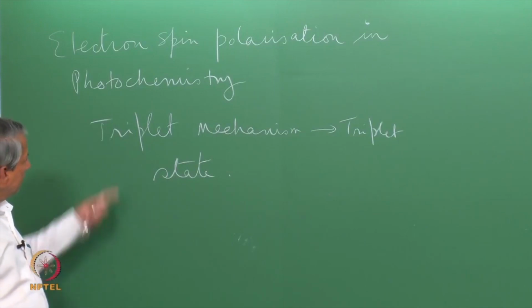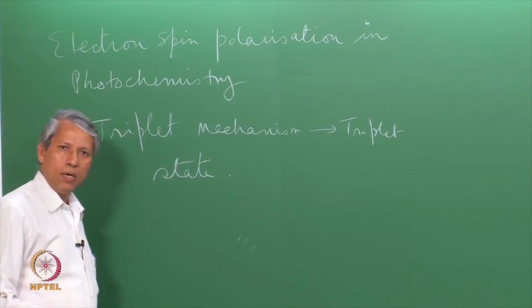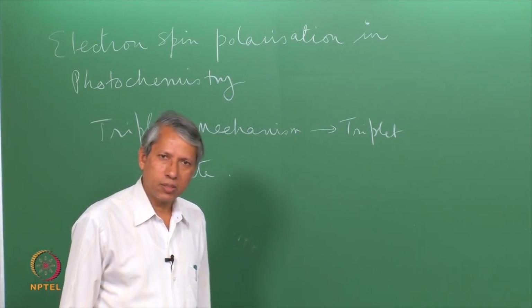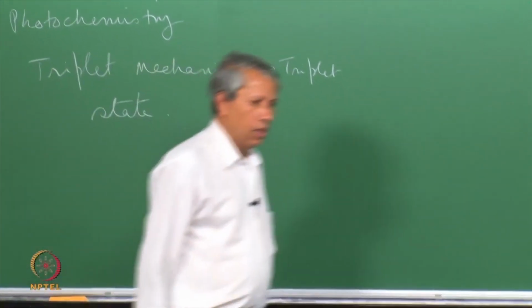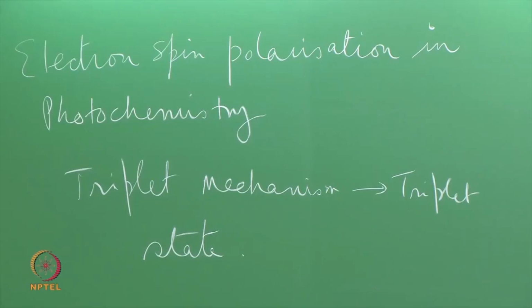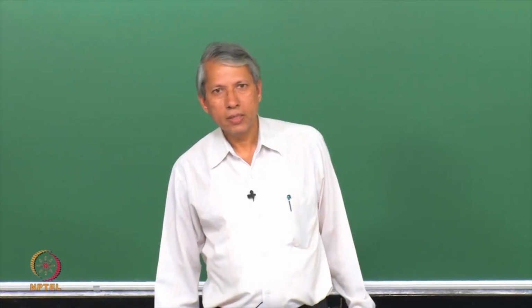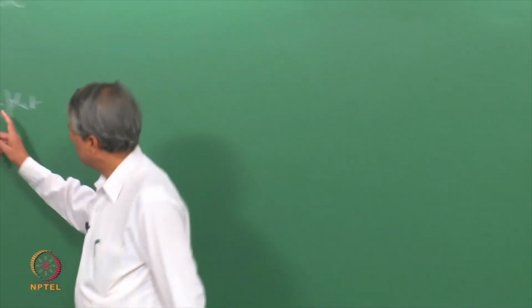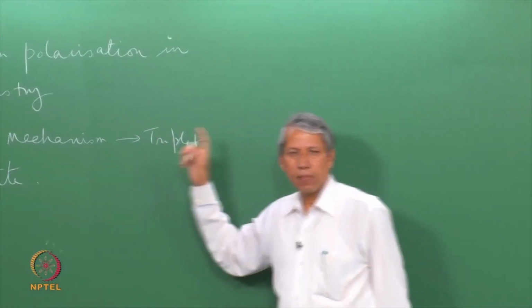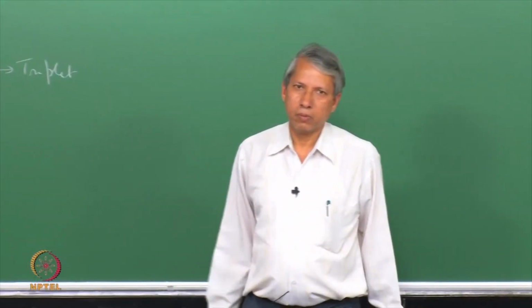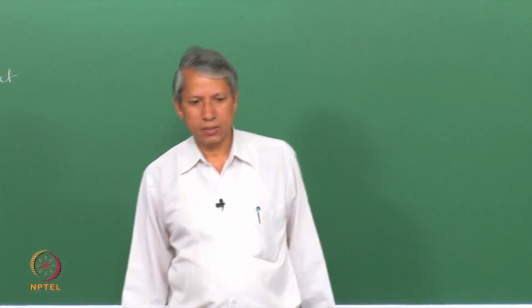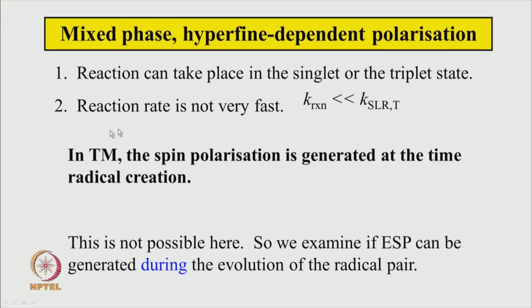So, if the reaction takes place in the triplet state or singlet state, this polarization mechanism that we are going to discuss can work, and the reaction need not be very fast compared to the spin-lattice relaxation of the triplet state. But in TM that condition was necessary: the reaction has to be very fast and comparable to the triplet spin-lattice relaxation time. In TM, the polarization was created when the radical was created. When we get this sort of signal, these conditions are not satisfied.